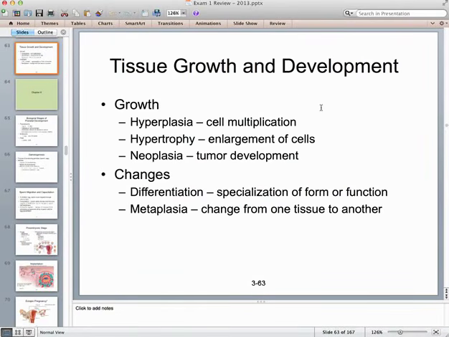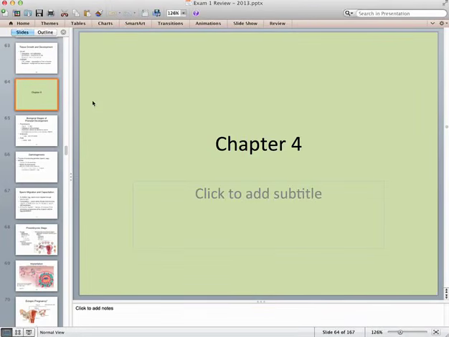As far as tissue growth goes, starting with the changes, metaplasia, it is reversible. So we talked about transitional epithelium. That's a form of metaplasia. And then you have different types of growth. Neoplasia is pathological, but cells can just multiply and not be cancerous. But cells can also just get bigger. So hypertrophy versus hyperplasia. Okay, I'm going to stop it here, and then I'm going to pick up again with Chapter 4 and Chapter 5.